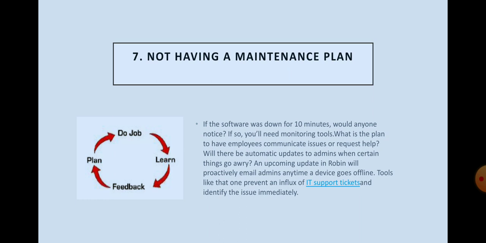If the software was down for 10 minutes, would anyone notice? If so, you need monitoring tools. What is the plan for employees to communicate issues or request help? Will there be automated updates to the admin when certain things go down? An upcoming update in Robin will email admins anytime a device goes offline. Tools like this reduce the influx of IT support tickets and identify issues immediately.